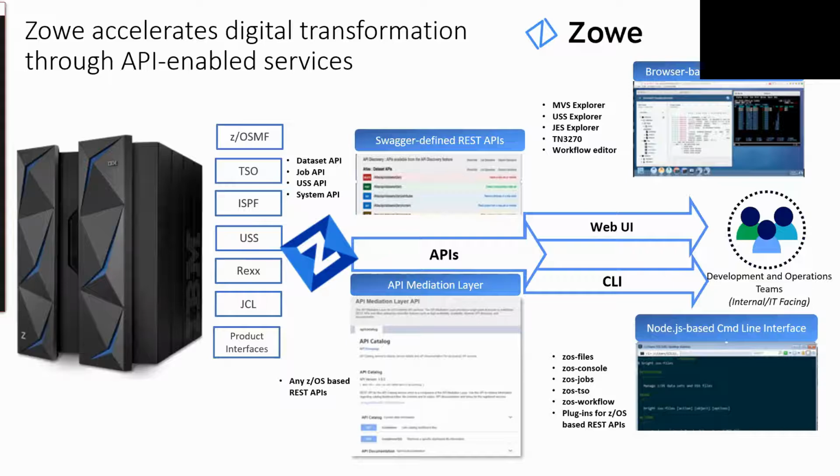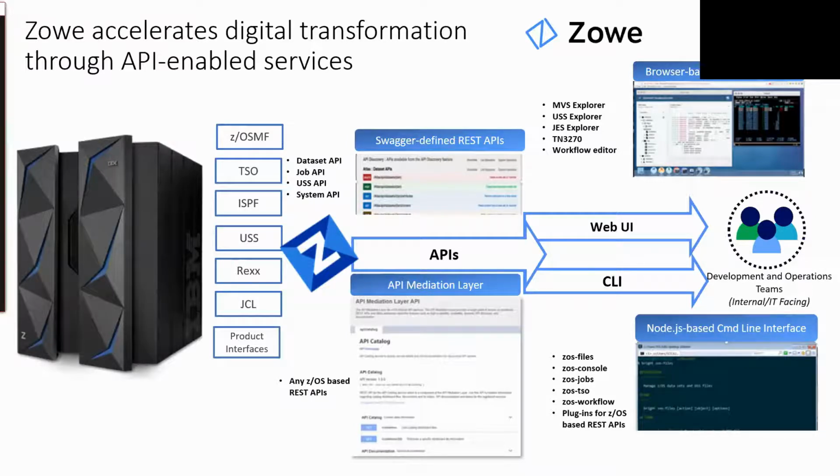Together with the REST APIs provided directly by Zoe, Zoe made available an API Mediation Layer that is an API catalog for all the z/OS-based REST APIs. And so here, for example, vendors can extend it, adding a specific REST API for a specific domain or to interact with a specific application.